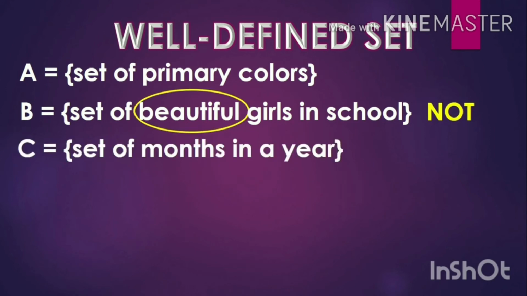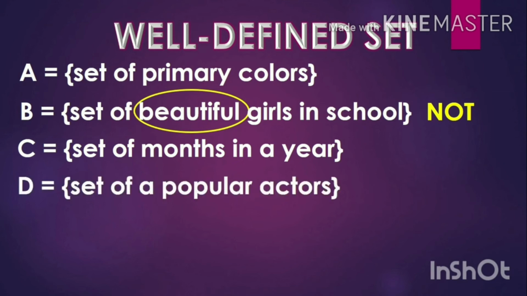Set C, set of months in a year. This is a well-defined set. We can enumerate the different months in a year. Set D, set of popular actors. This is not a well-defined set because we have our own perspective to determine what is or who is popular.